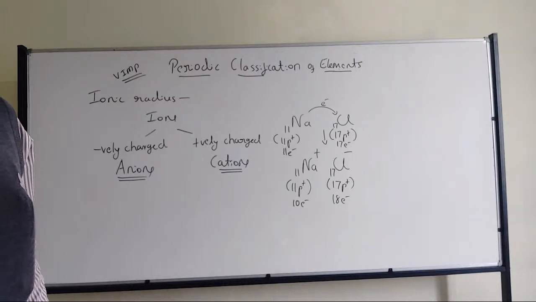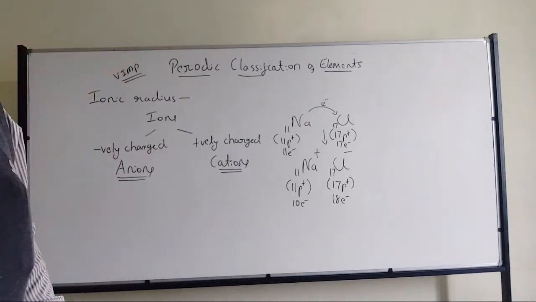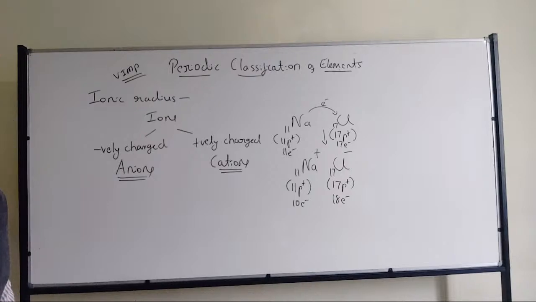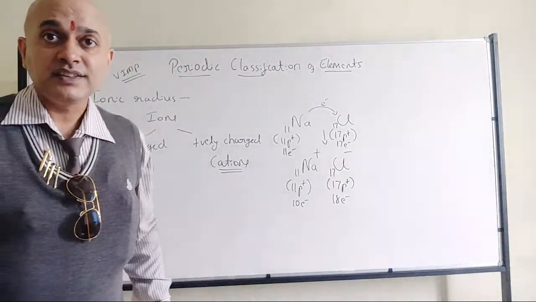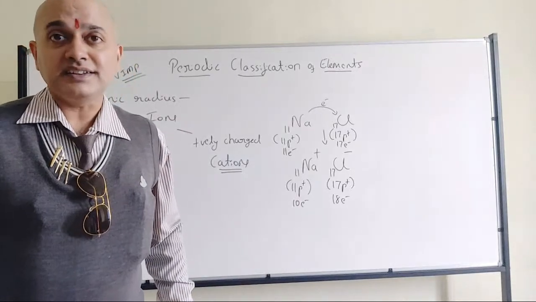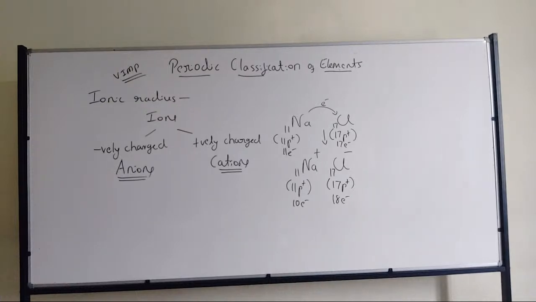That's where we have the ions. Either it can be positive or it can be negative. Only two types of ions are there. Don't say that there are three types. Neutral ion? When it is neutral, there is no ion, it is an atom. So we have only two types of ions. One is anion and another one is cation.